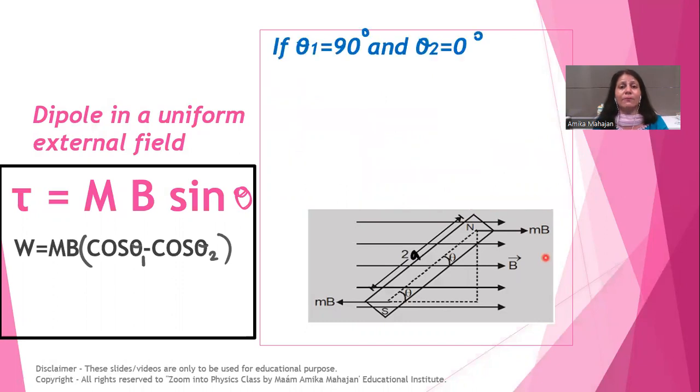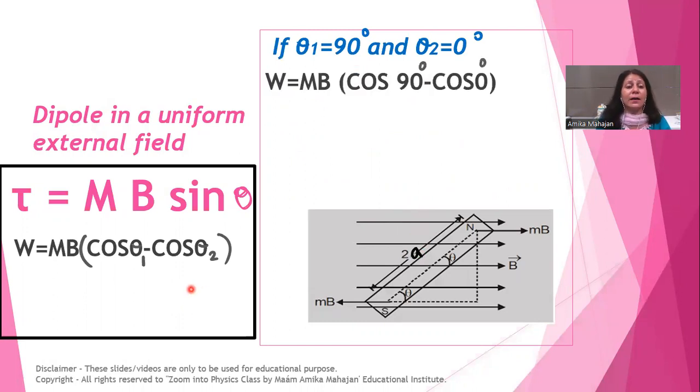Now I will take a very special case when the dipole is initially held at 90 degrees. So theta 1 is 90 degree and it has to be rotated through some angle theta. So theta 2 is theta. When I put the values of cos theta 1 and cos theta 2 here, theta 1 is 90, theta 2 is some angle theta, then what will happen? Cos 90 is 0. So what is left? MB into minus cos theta, or you can say minus MB cos theta.